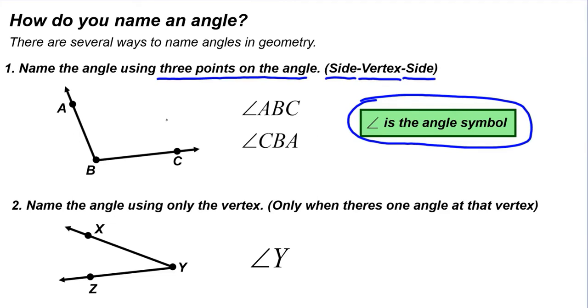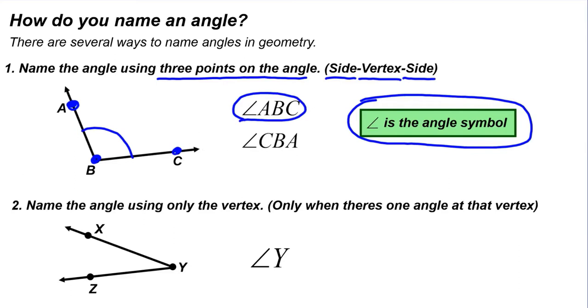So this angle right here, there are two different ways we can name this angle using the side vertex side strategy, and that would be we can name this point on this side, followed by the vertex, followed by the point on this side. So A, B, C. So angle ABC would be one way to name that angle, just kind of like connect the dots. So we follow the angle from A through B through C, and we're naming this angle right here, the space in between these two sides.